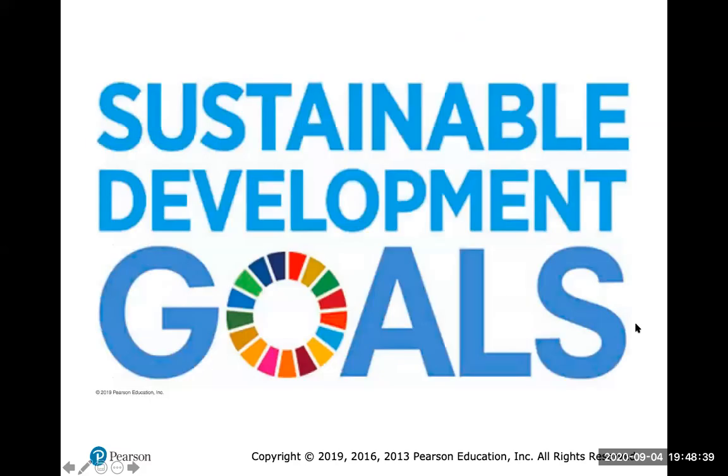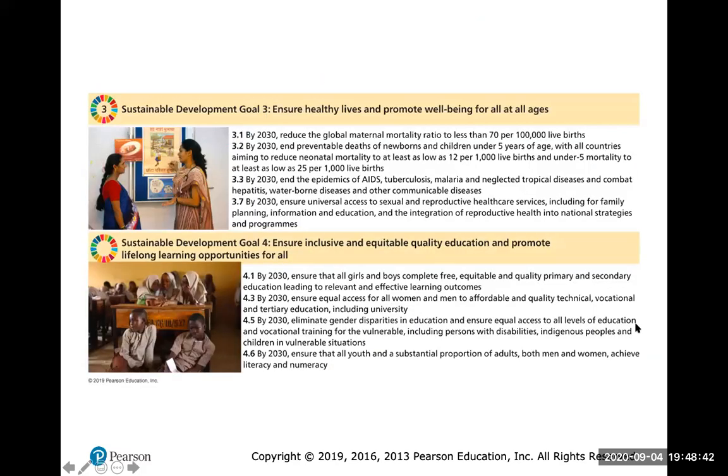The Sustainable Development Goals, several of them have to do with growth and population. Number 3, ensure healthy lives and promote well-being for all at all ages. So you can see the goals underneath 3 are to lower that population growth rate to be able to give services for everyone.